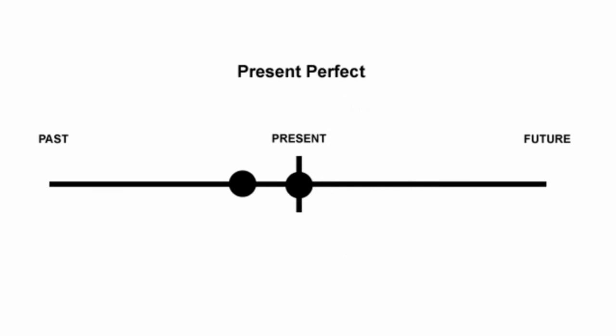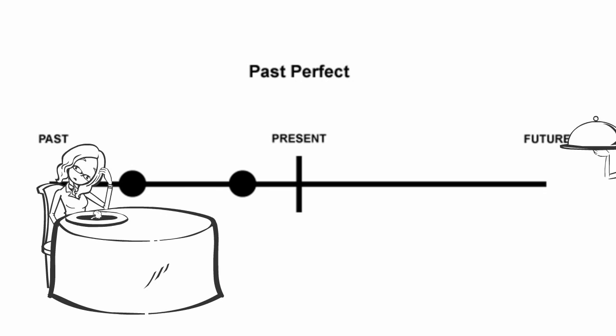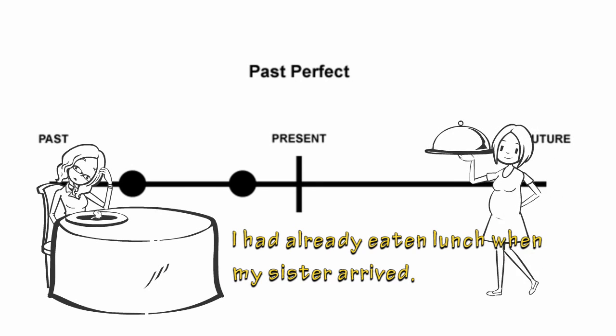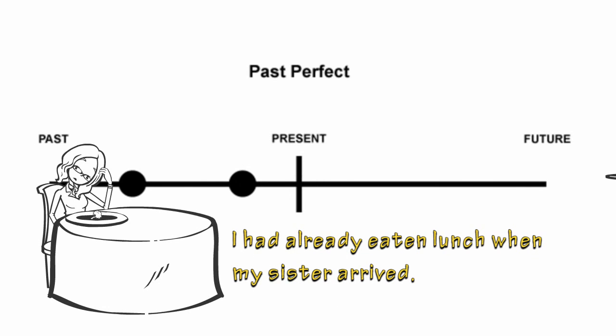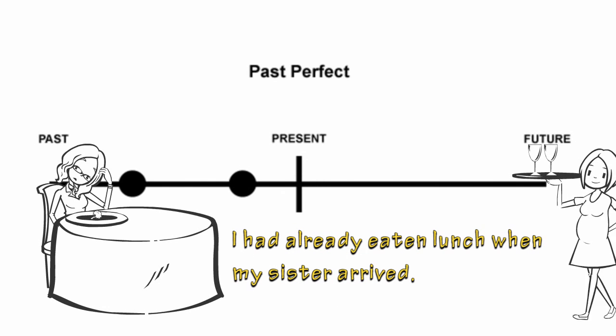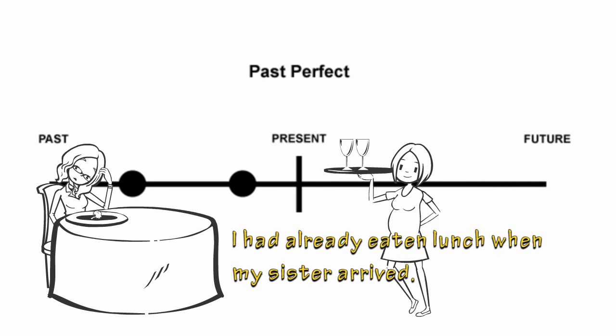Perfect tenses are used whenever we are talking about a point in time before another point in time. Something happens before another thing. An example of present perfect is, I have already eaten. This means that I ate sometime before now. An example of past perfect is, I had already eaten lunch when my sister arrived. I finished eating sometime before my sister arrived. The exact time is not important because the point of reference is when my sister arrived.